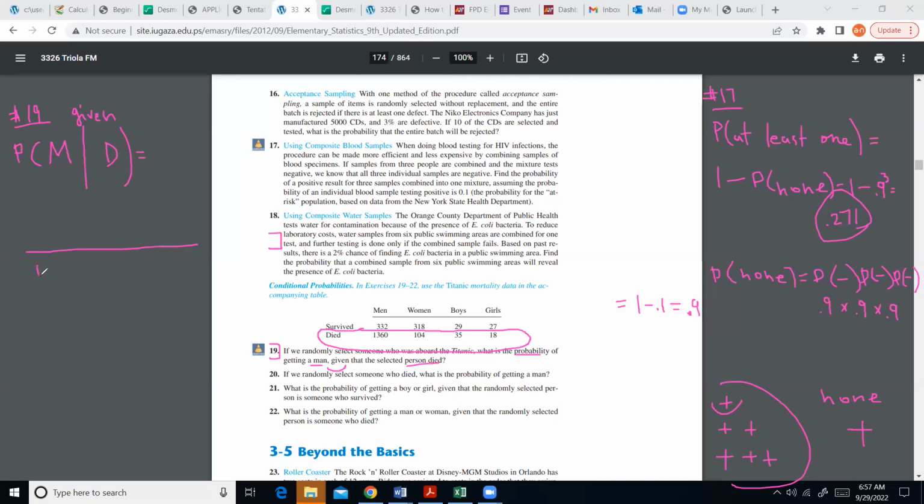So I can see that the total here is 1360 and 104 and 35 and 18, right? So this is the total that I always put in the denominator. So I no longer deal with the entire sample. I'm given only that part, okay?